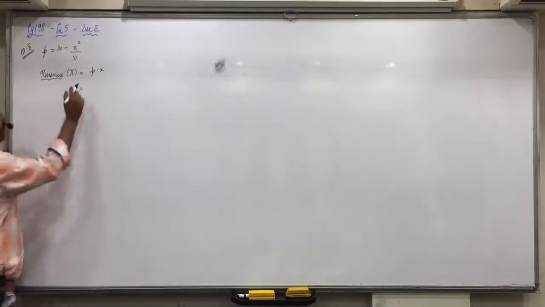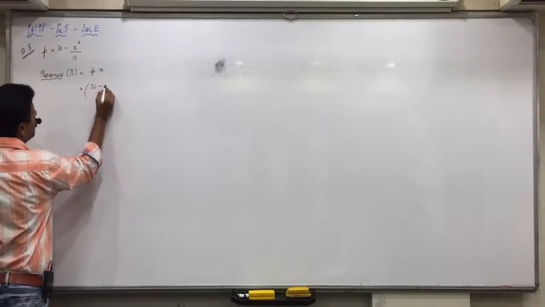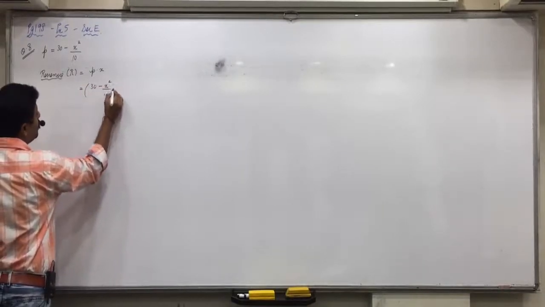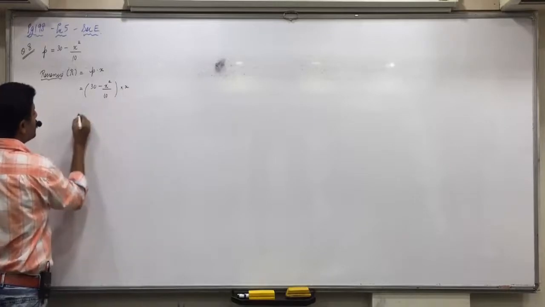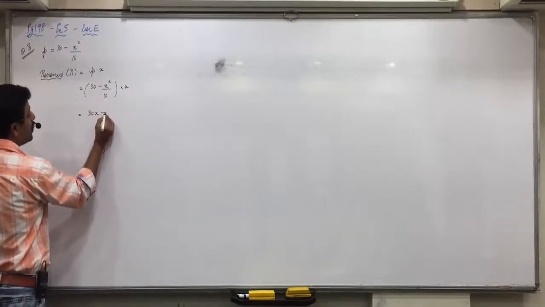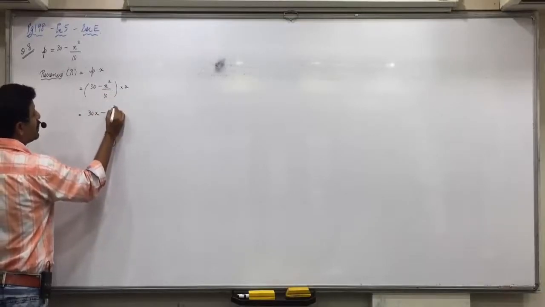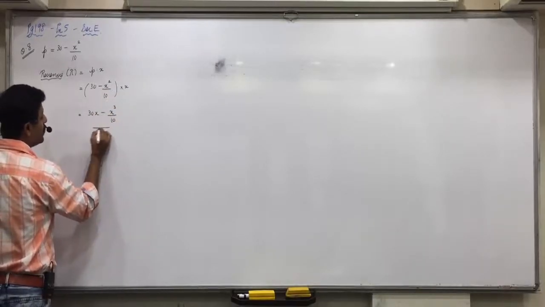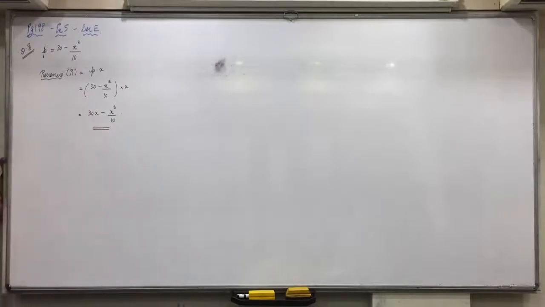Now, price P is 30 minus x square upon 10, into x. So if you open the brackets, 30 into x, 30x, x square into x, x cube upon 10. This is the revenue function. Any confusion in this? Has everyone written this? Raise your hand if still writing.